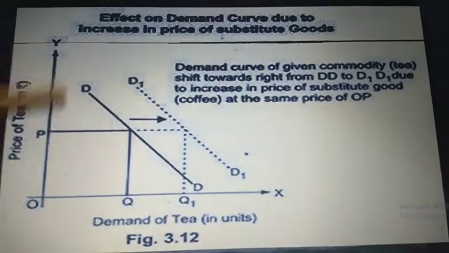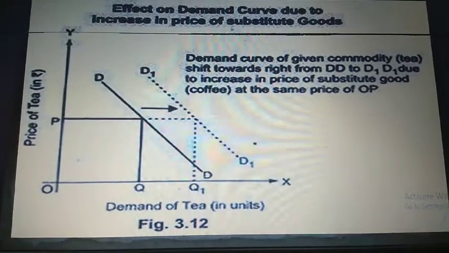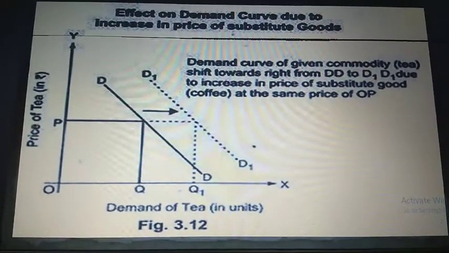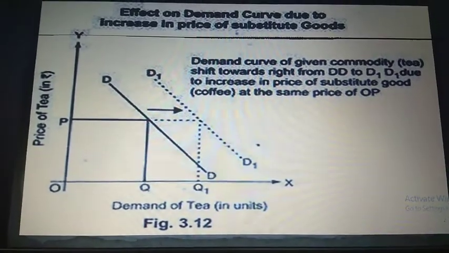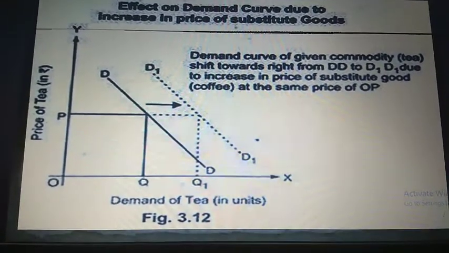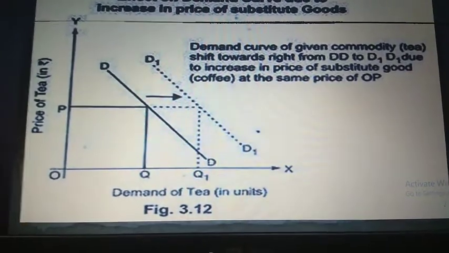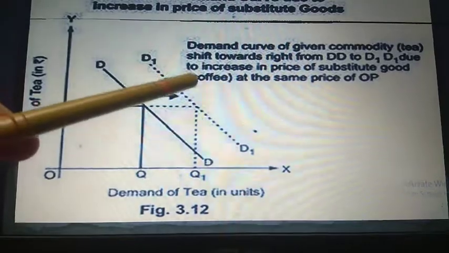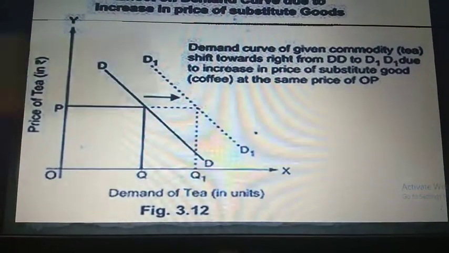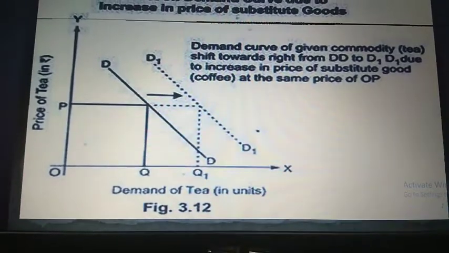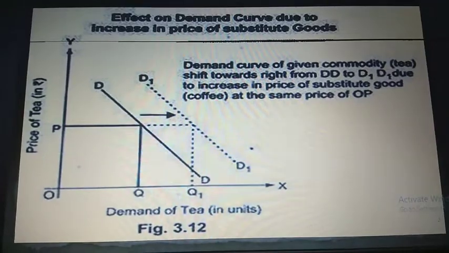Now, what happens, students? In this case, the price of the given good remains constant, as you have also studied while I was teaching you the difference between change in demand and change in quantity demanded. So the given good is tea, and the price of tea remains constant. As we can see, a price line is a horizontal line parallel to the x-axis. But the price of the substitute good changes, and in our case the substitute good is coffee.